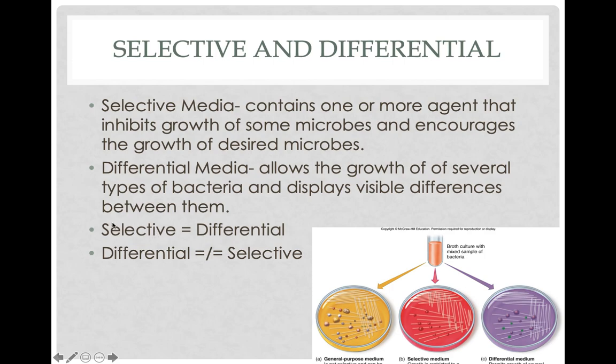So if you are a selective media, you are differential. You have automatically selected against some sort of species of bacteria because not everything's growing. But if you're differential, you're not always selective because you might allow everything to grow. You can just tell them apart, but you didn't kill anything. Everything grew, but you can still tell them apart. Just because you're differential doesn't mean you're selective. But if you are selective, you are automatically differential.